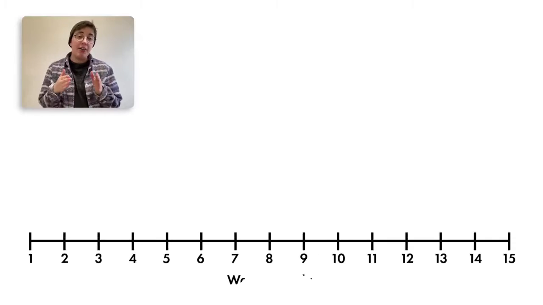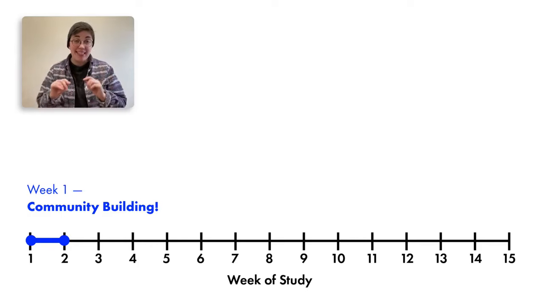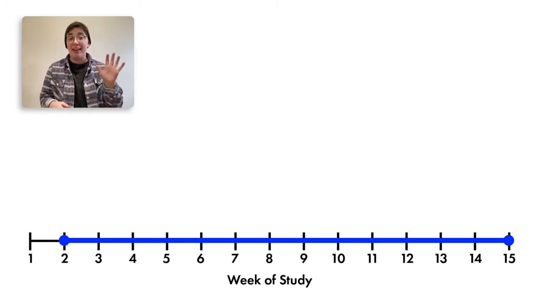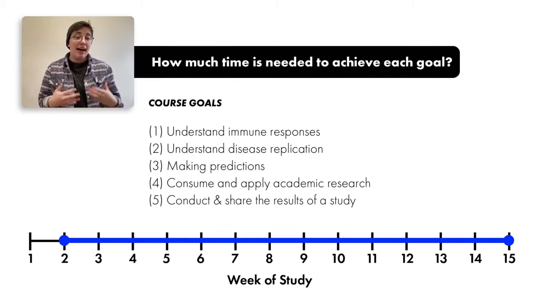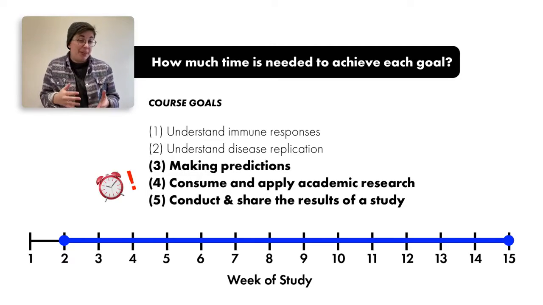Okay, so typically I like to start with timing. I know that I always dedicate that first full week of class to community building. That means I actually have 14 weeks to guide students towards this full comprehension of my 5 course goals. Because I have such a condensed time frame, I usually start by thinking about how much time students would realistically need to achieve each goal. In this case, conducting a study, consuming research, and making predictions are goals that are pretty time intensive, especially if I want them to feel authentic, to give students this opportunity to approach each concept as scientists would.